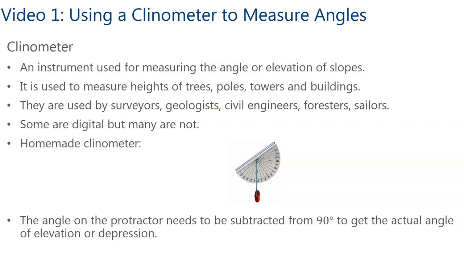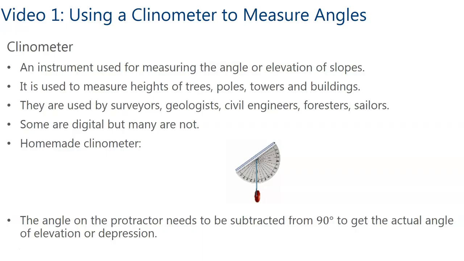So let's begin. A clinometer is an instrument used for measuring the angle of elevation of slopes. It can be used to measure the heights of trees, poles, towers, buildings, and other objects. They're often used by surveyors, geologists, civil engineers, foresters, sailors. Now, some clinometers can be digital, but many are not.